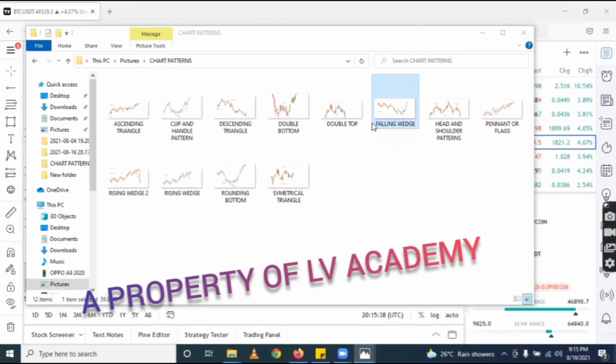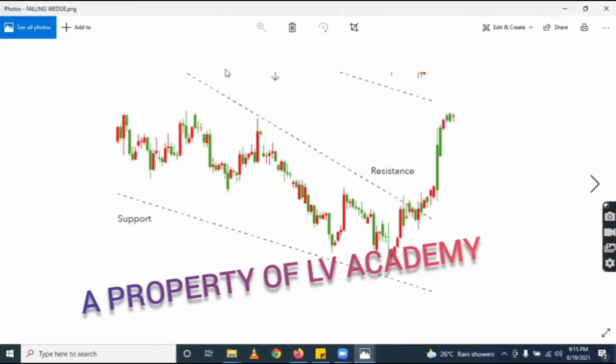The falling wedge is the bullish one. The falling wedge is bullish, while the rising wedge is bearish. Take note of the difference. So this is the falling wedge. It is the opposite of the rising wedge. Support is below, then resistance. You wait for it to break the resistance. Once it breaks the resistance, you enter the market and you ride your profit.